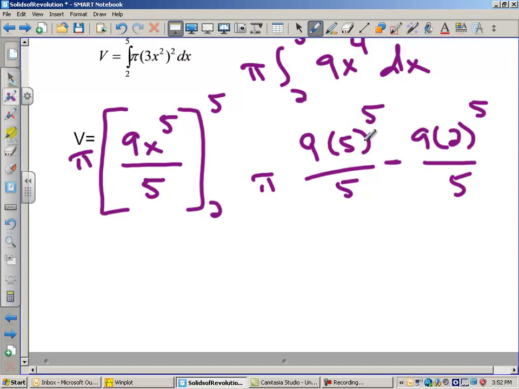5 cubed, we're just not doing that right now. Anyway, so that would be the volume of that.